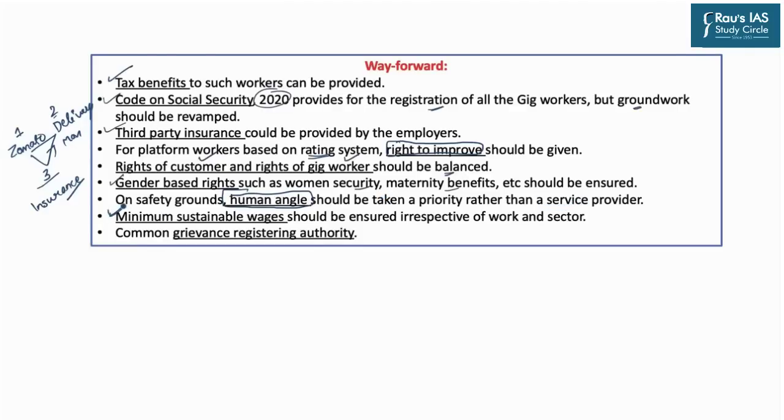Minimum sustainable wages, be it any person, should be provided irrespective of where they are working and how they are working. And lastly, if they have any grievances, those grievances should be addressed by a specific authority where the government should also be the stakeholder.